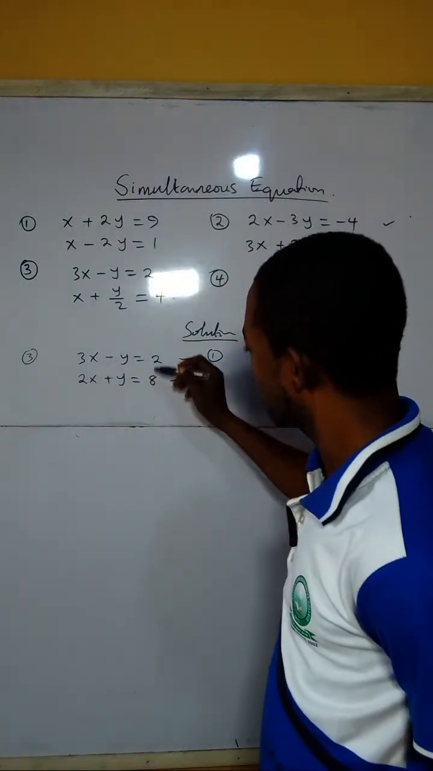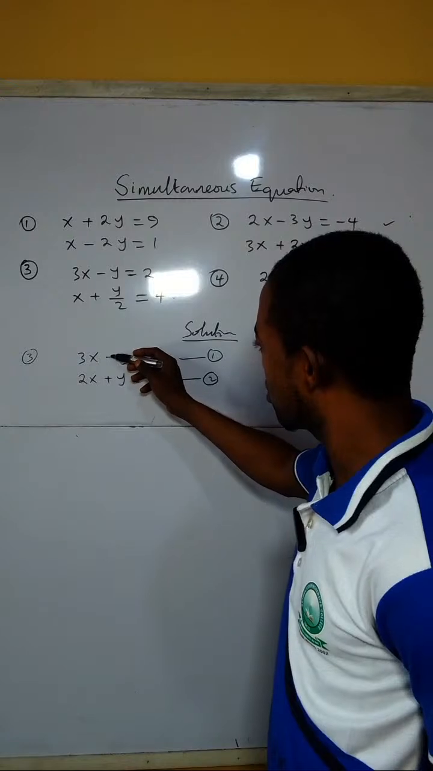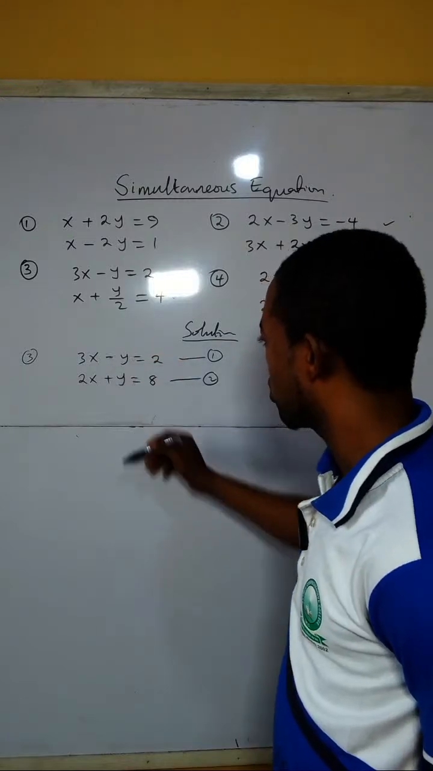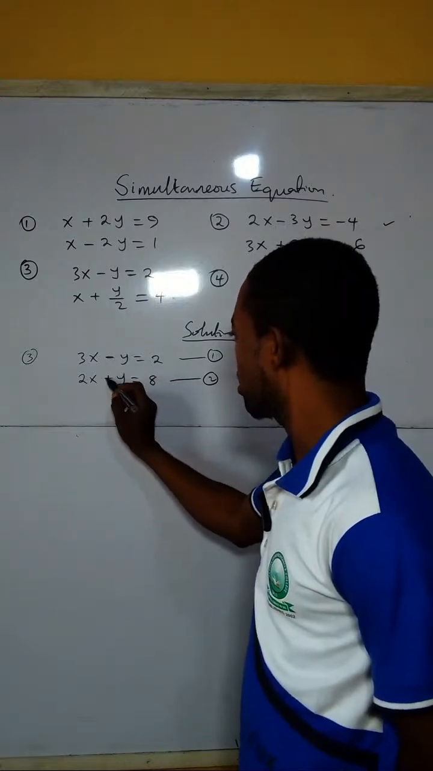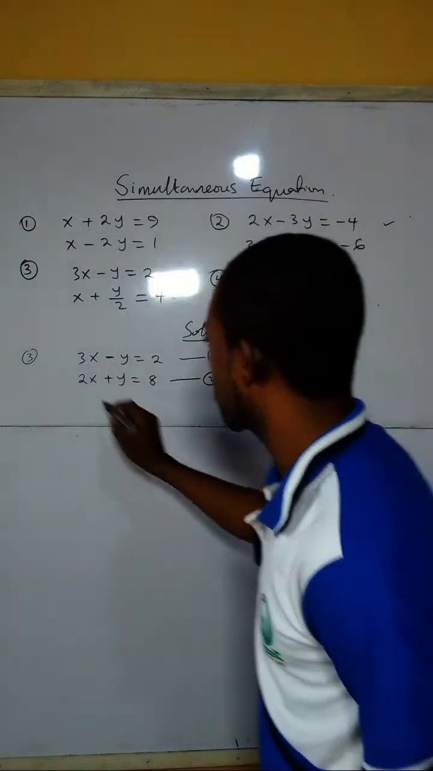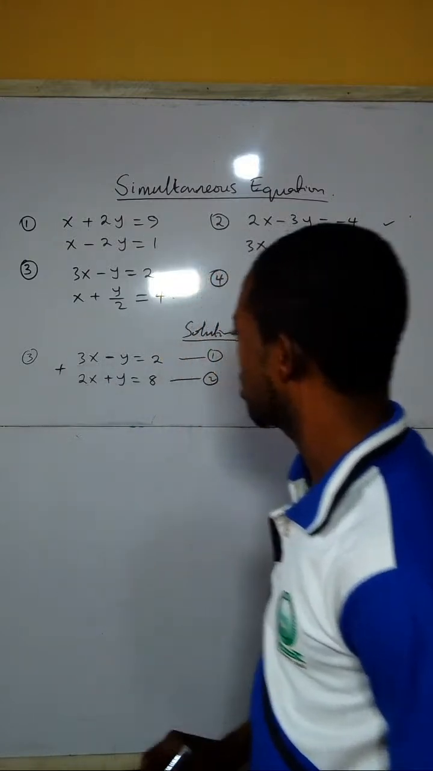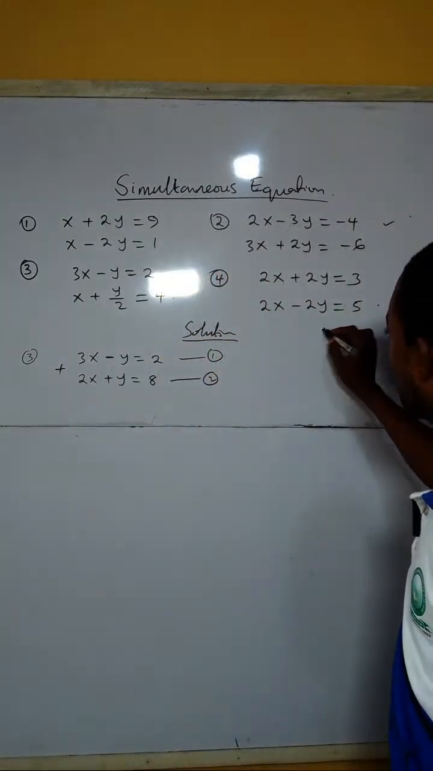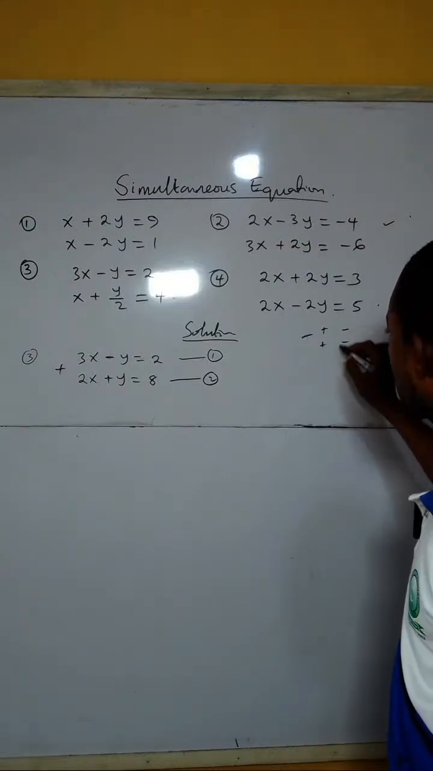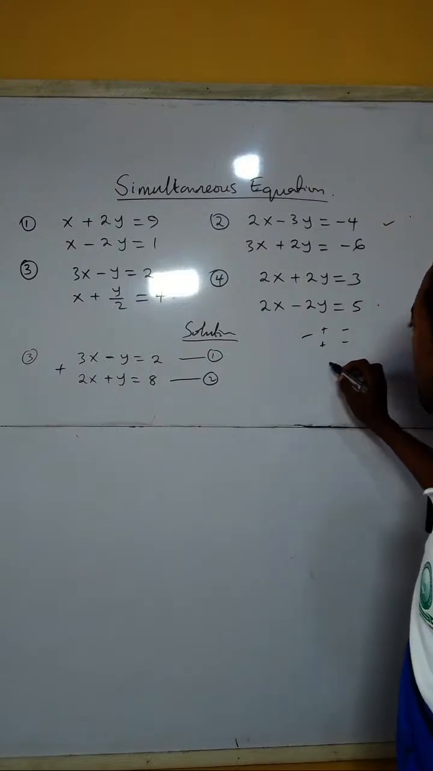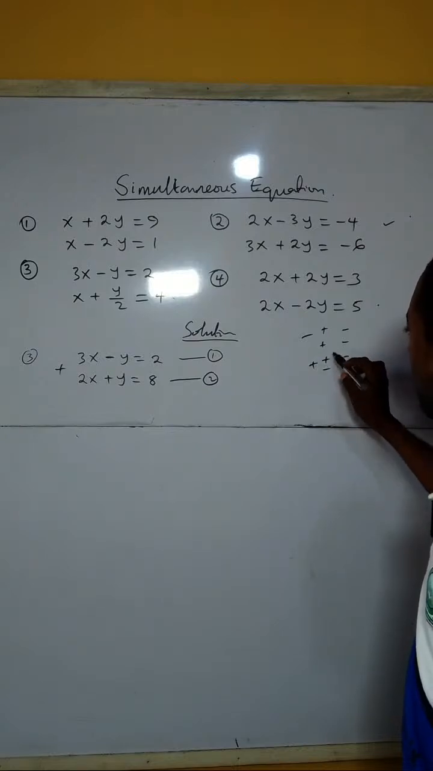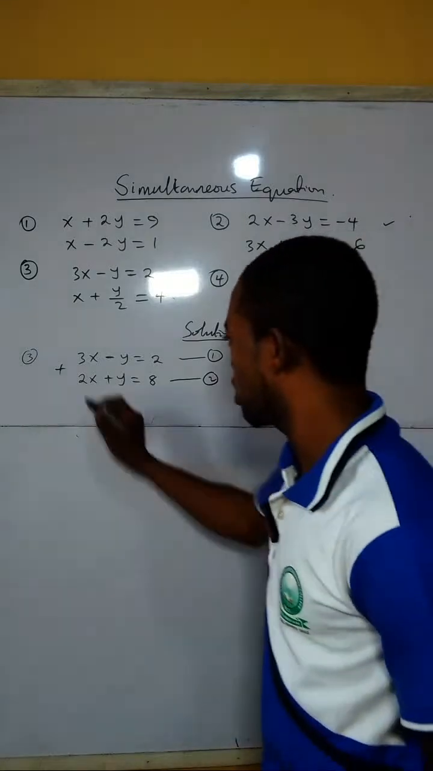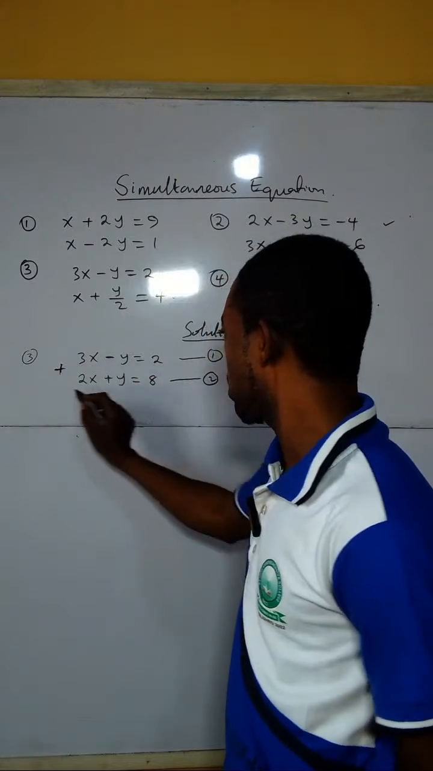Because the coefficient of y here is just minus 1 and plus 1, we can eliminate. When we have different signs, minus plus, we just add in order to eliminate. If it's the same sign, plus plus, we subtract, or minus minus, we subtract. But if it is a different sign, like plus minus or minus plus, we add in order to eliminate. Now, we add to eliminate y.